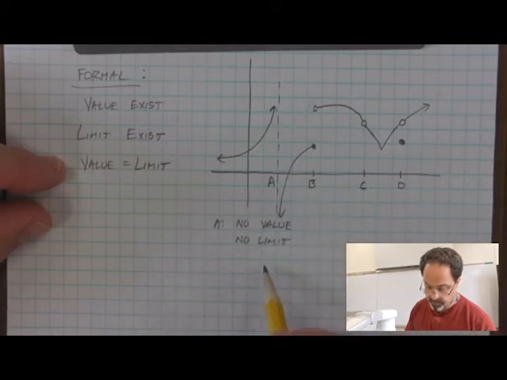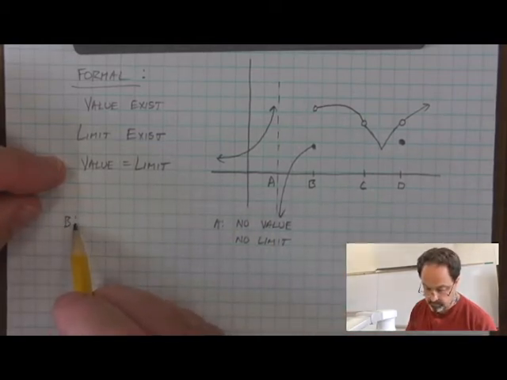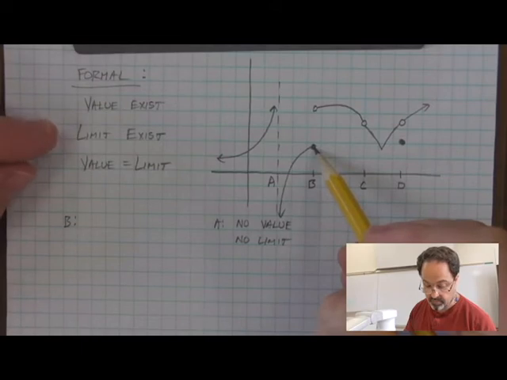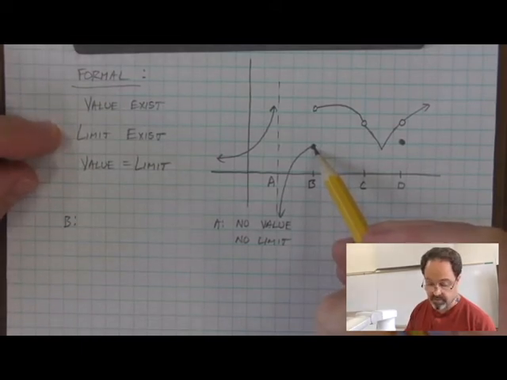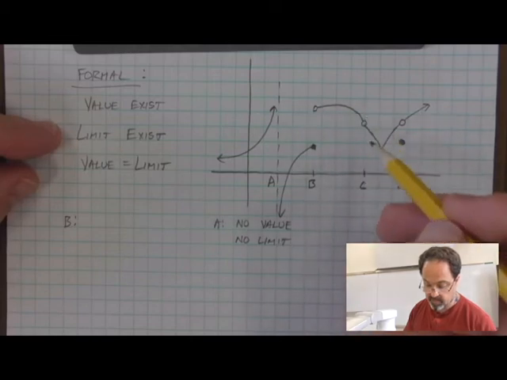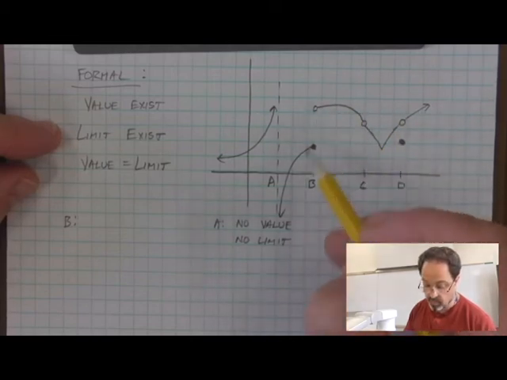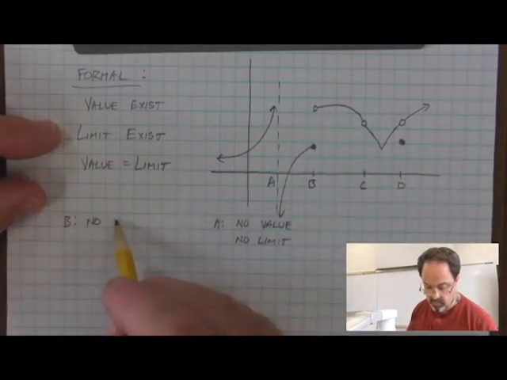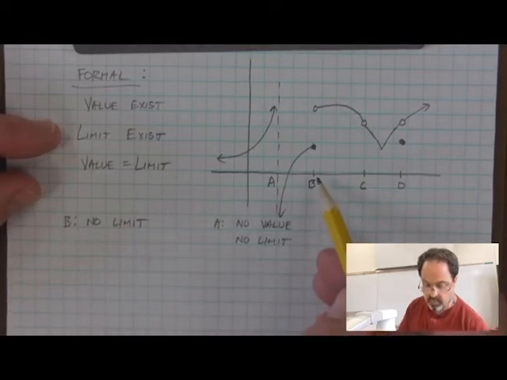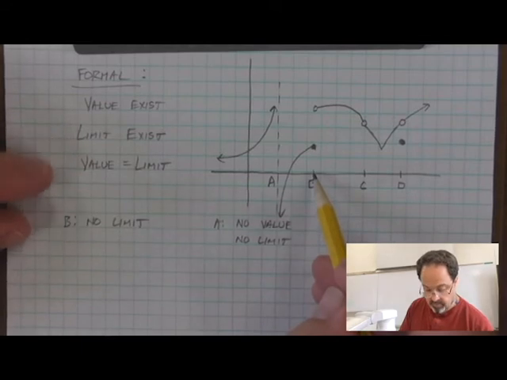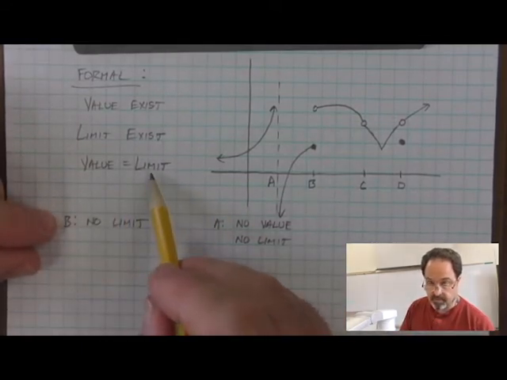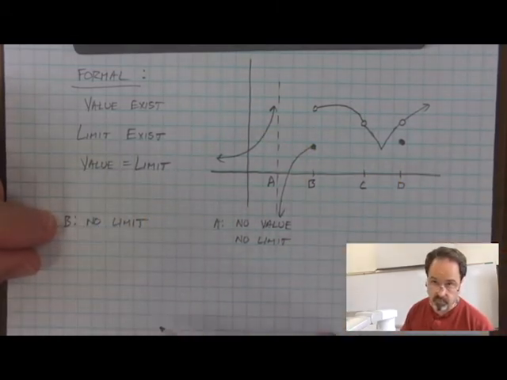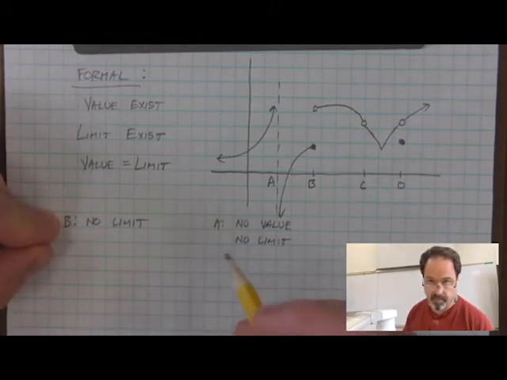At location B, we look for a value, and it does exist. It's the closed dot, so that's good. We look for a limit. The limit does not exist. The right and left sided limits are not equal. They arrive at different values when you approach B from either side, and so we have no limit to justify that it is not continuous at B. And if there's no limit, then the value can't equal the limit. Notice that it doesn't need to be stated that the value and the limit are not equal if one of the first two rules has already been a bust.